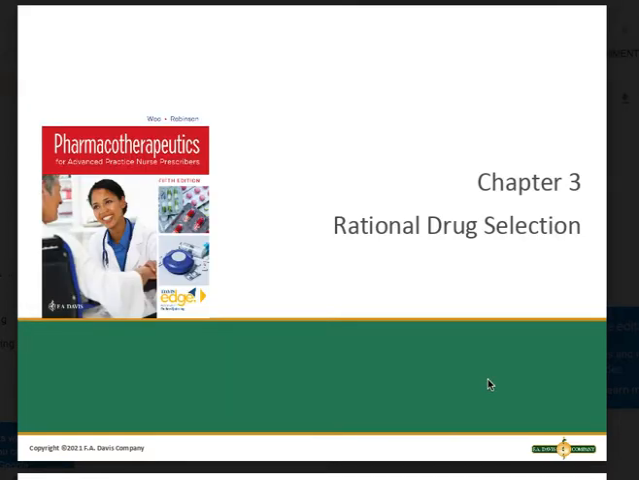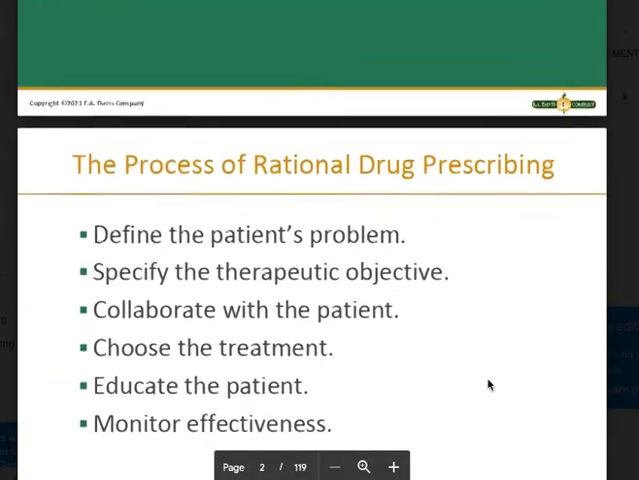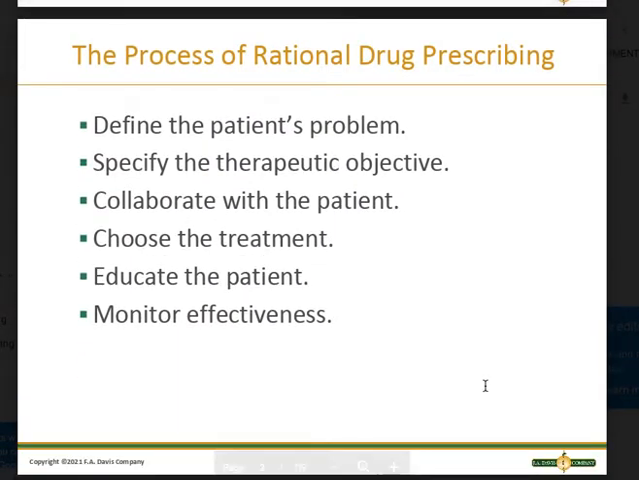Okay, so it looks like we are ready to go to talk about Module 2. We're going to look at first rational drug selection. This is Chapter 3. How we're going to do these slides, because I know there's a lot of them.